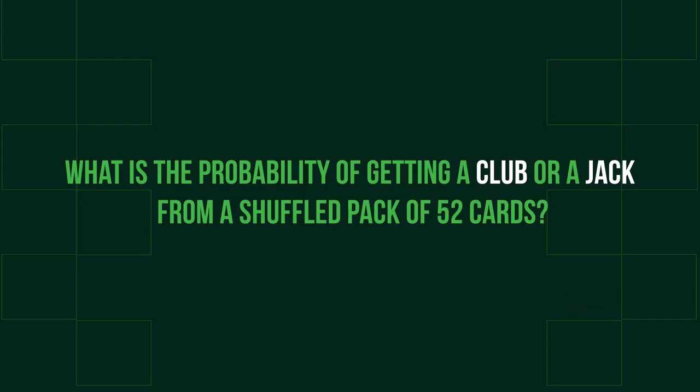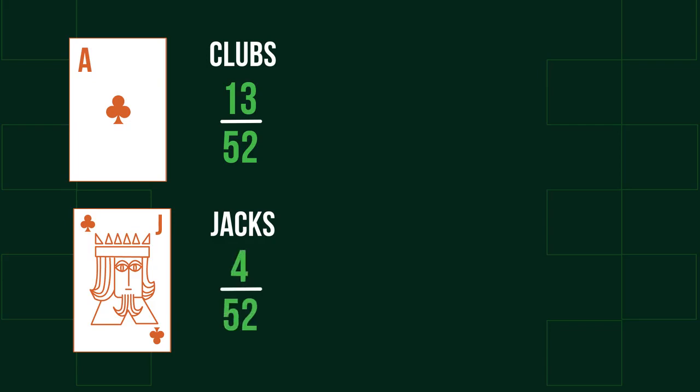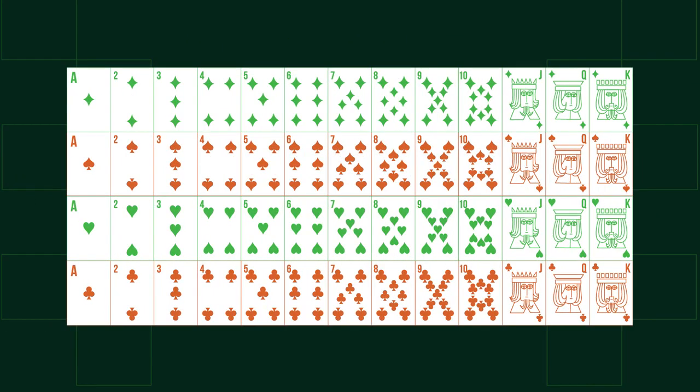What's the probability of getting a club or a jack from a shuffled pack of 52 cards? We can identify the number of both clubs and jacks in a pack fairly simply. There are 13 clubs, so this probability is 13 over 52. The number of jacks in a pack is 4, so this probability is 4 over 52. To find the total probability, if these were mutually exclusive, we would add them together, giving us 17/52 for our answer. However, these events are mutually non-exclusive, as this diagram here shows.